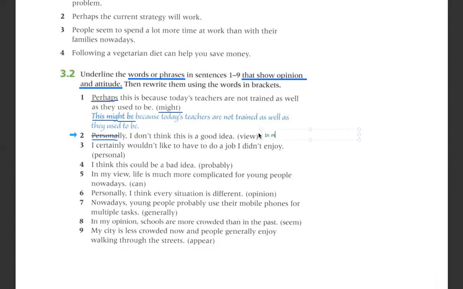Okay, great. So we could say, in my view, this is a good idea, or you're changing the meaning if you take away I don't think. So be careful not to change the meaning. If you want to take away I don't think, you would have to say, in my view, this is a bad idea. Or not a good idea. So don't change the meaning.